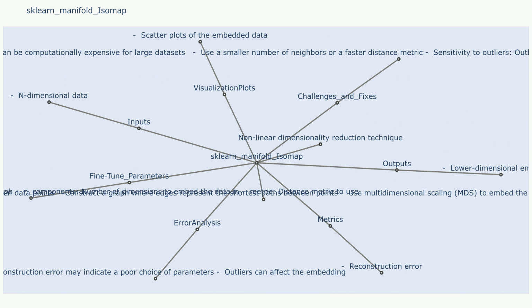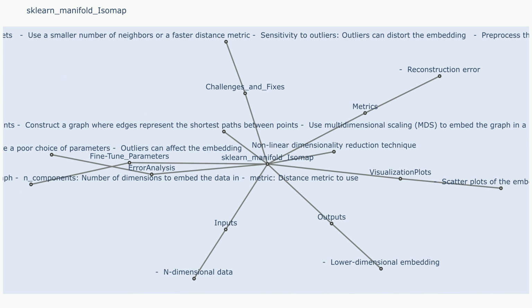Apply noise reduction techniques, such as smoothing or filtering, to reduce the impact of noise. Use a robust distance metric. Consider using a distance metric that is less sensitive to outliers, such as the Manhattan distance or the Mahalanobis distance.